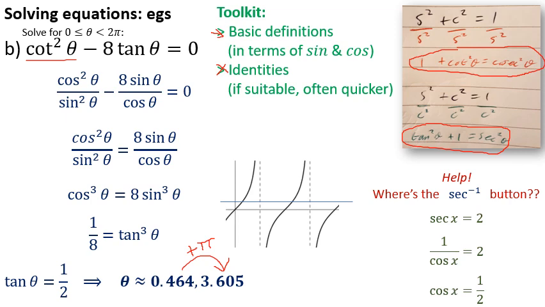So if you've got a solution on one branch and you want to jump to the next one, you just need to use the period of the graph. Remember, you can test your solutions. You can check back at the very beginning. You can sub your numbers in and check that they really solve it.